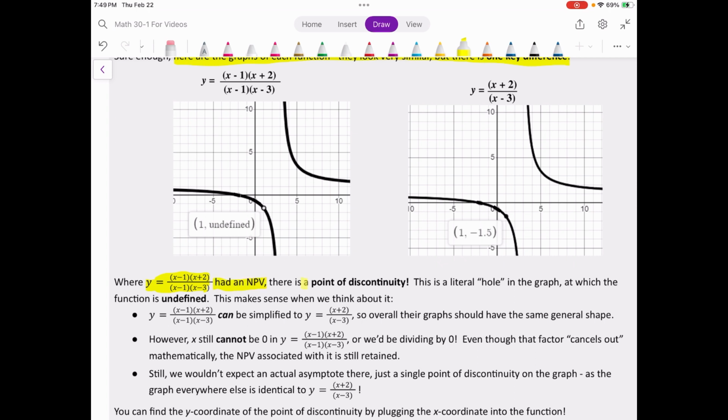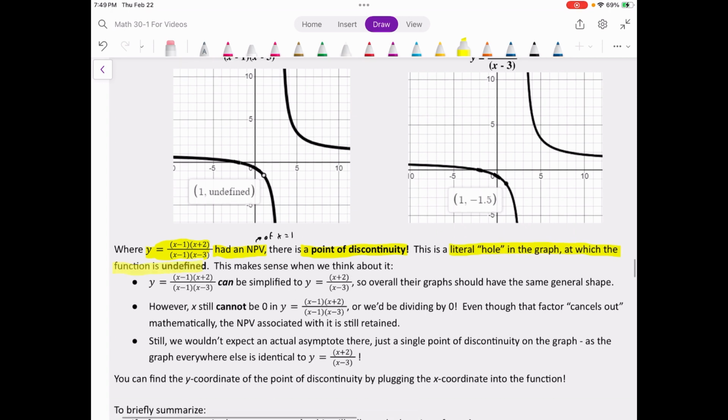There is now a point of discontinuity. I shouldn't say just where it had a non-permissible value, but specifically of x equals 1, because that's the one that kind of got canceled out, right? We lost it in the simplification. It's a literal hole in the graph at which the function is undefined. And again, it makes sense when we think about it.